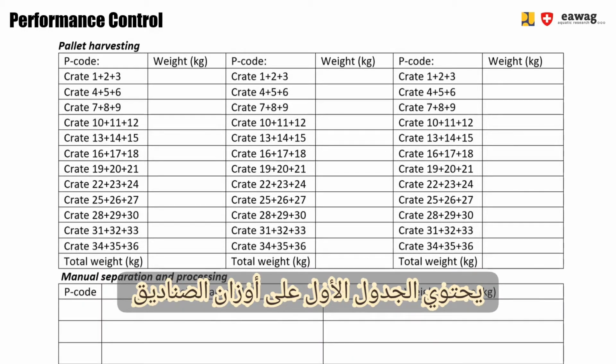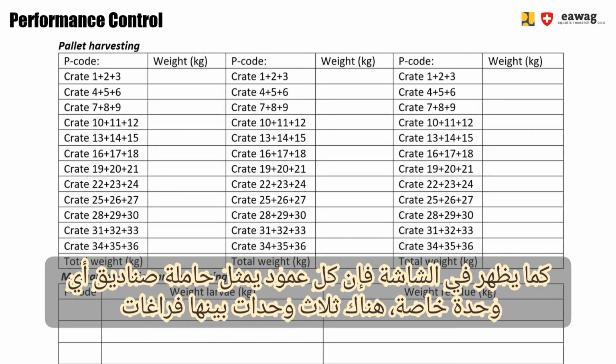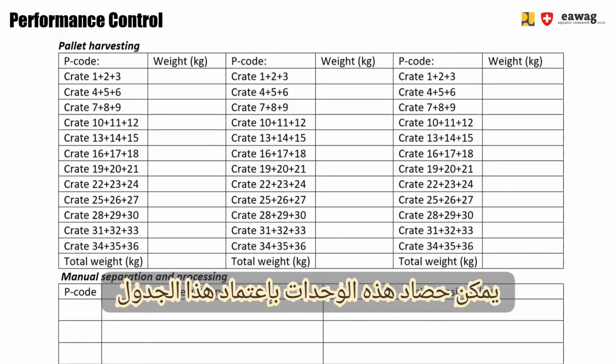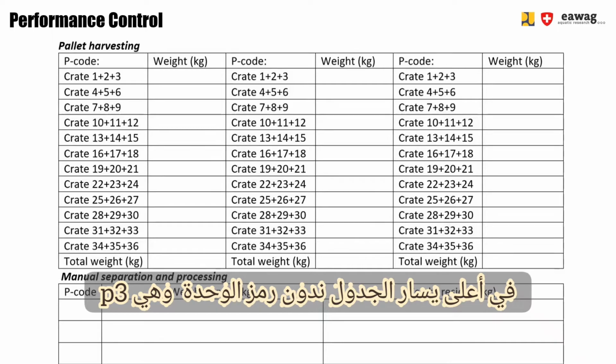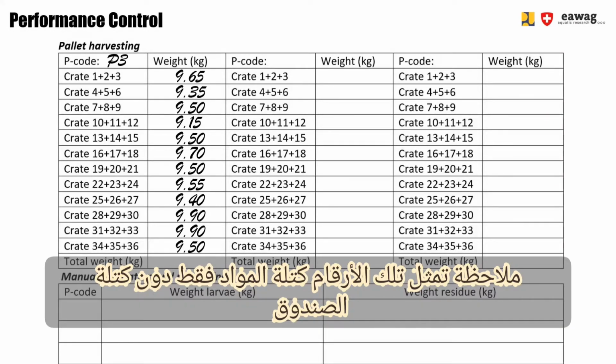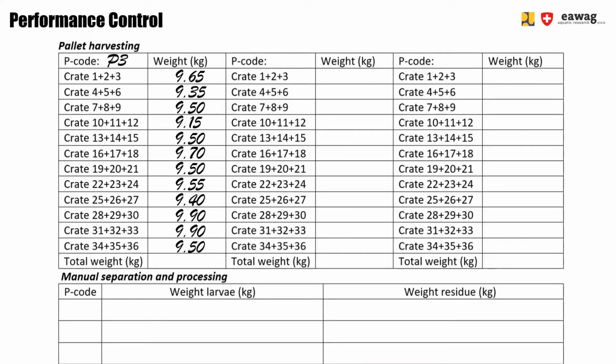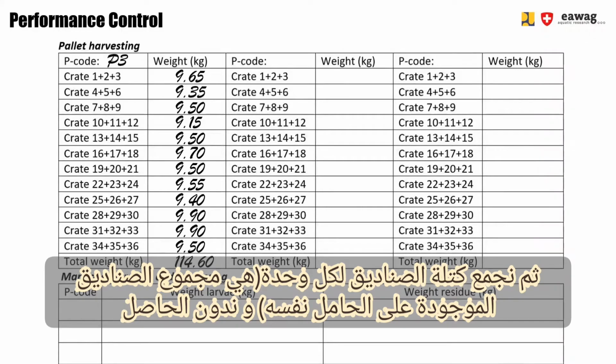The first table concerns the weight of the crates. You can see in front of you that there is space to fill in the codes of 3 pallets. So you can harvest up to 3 pallets per day using this log sheet. And for the example, we fill in 1 for you. So first of all, you fill in the pallet code on the top, which in this case is P3. And then you fill in the crates with each batch of 3 for 1 cell. They were placed on the bulk balance, so it's only the material weight. So you can see the weight of the batches of the crates filled in the table. And then, using a calculator, you can note down the total weight of the material in one pallet.